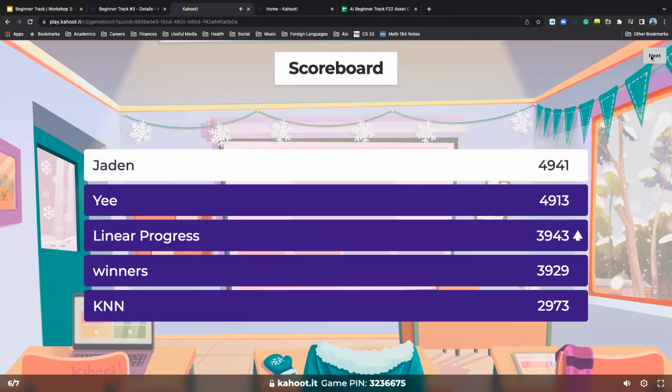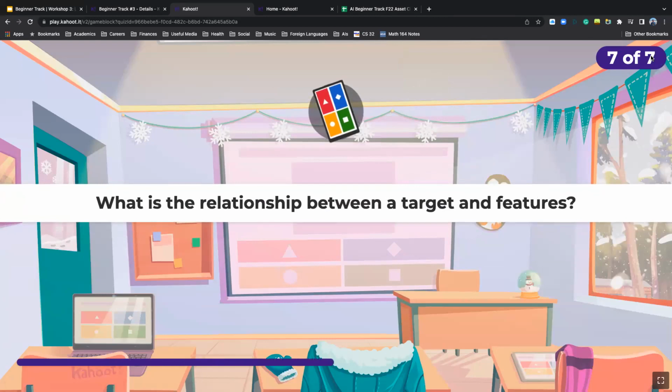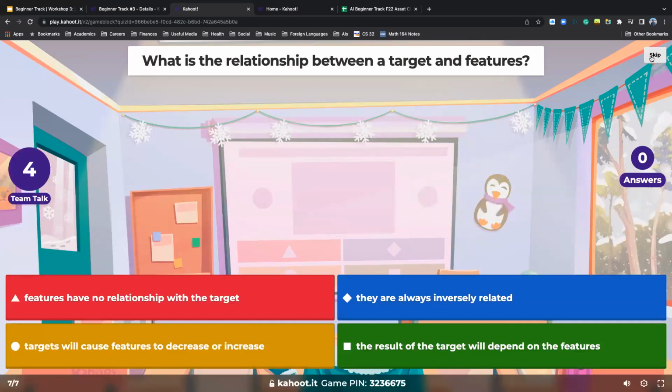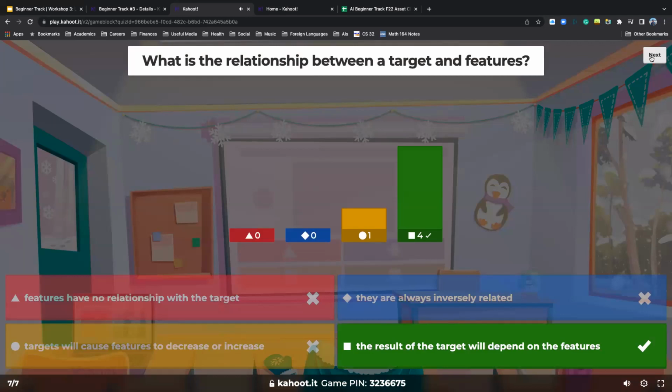Linear progress, progressing up. There's not a single funny one. Targets will cause features to decrease. I told you yellow will never be the answer. Yeah, it might be a flipped order there. Targets don't change the number of features. But the features will change the target, right? Yeah, exactly. All right.